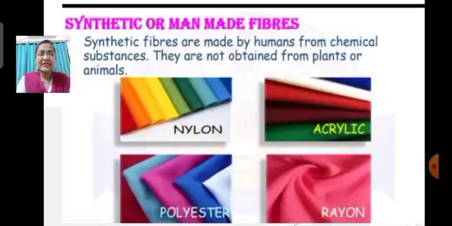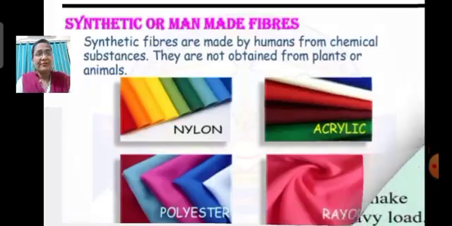Now we will see the next type of fibers, that are synthetic fibers or man-made fibers. Synthetic fibers are made by humans from chemical substances. They are not obtained from plants or animals. Examples of synthetic fibers are nylon, polyester, rayon, acrylic.